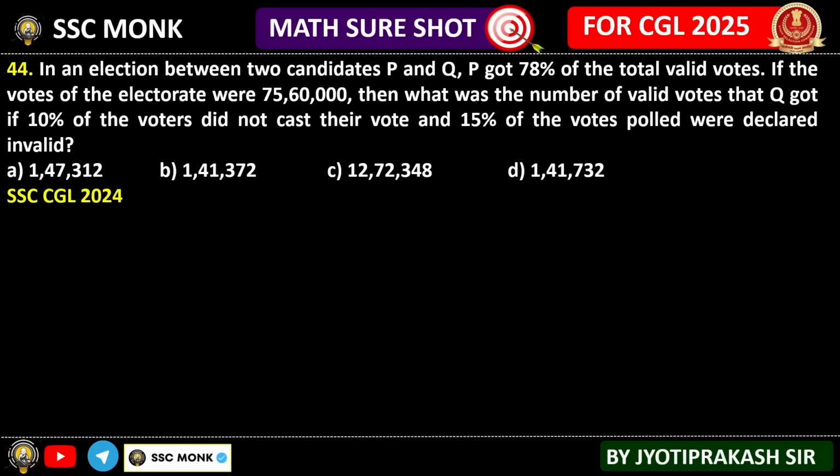In an election between two candidates P and Q, P got 78% of the total valid votes. If the number of electorate votes was 7,560,000, then what was the number of valid votes that Q got, if 10% of voters did not cast their vote and 15% of the votes were declared invalid?